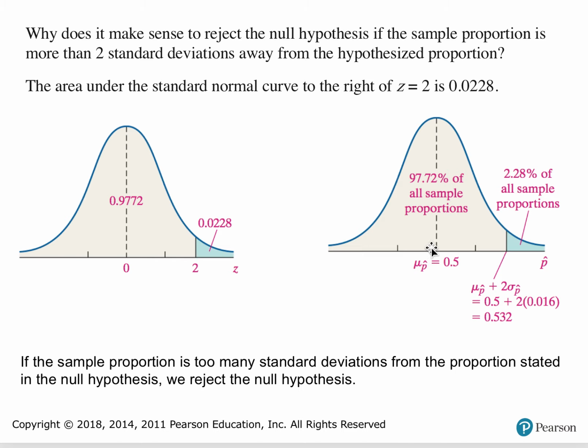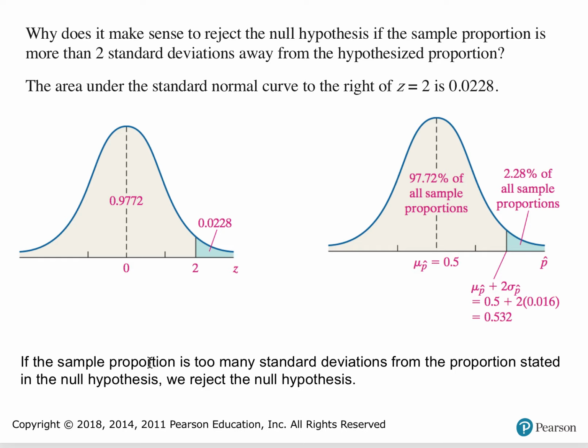Okay, so if it lies in this blue region, then we're inclined to believe that it came from a population whose proportion is really greater than this 0.5, rather than to believe that it equals the 0.5, and we just happen to get one that lied in this region. Okay, notice though that our criterion for rejecting the null hypothesis will lead to us making a type 1 error 2.28% of the time, so a little over 2% of the time.